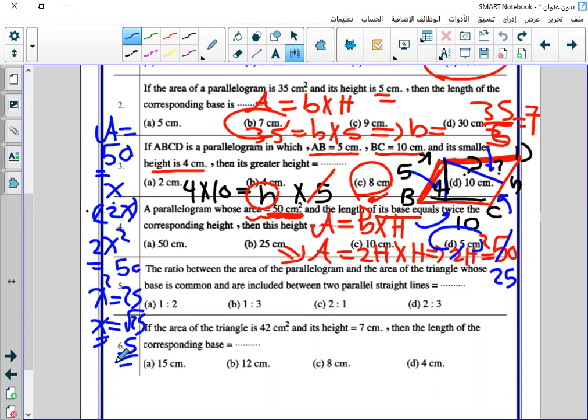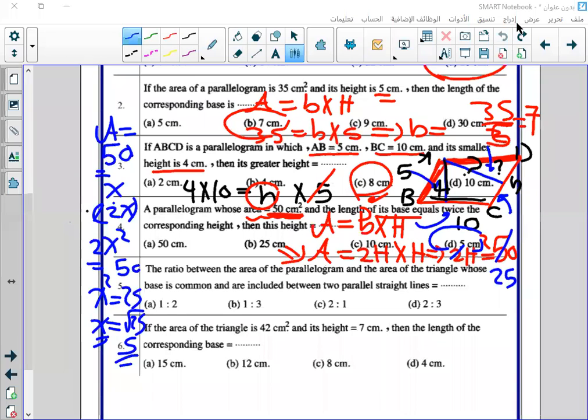Number 5, the ratio between the area of a parallelogram and the area of a triangle whose base is common and are included between two parallel straight lines. Who can tell me the answer? Please raise your hands. Yes, Sarah? Do you know the answer?